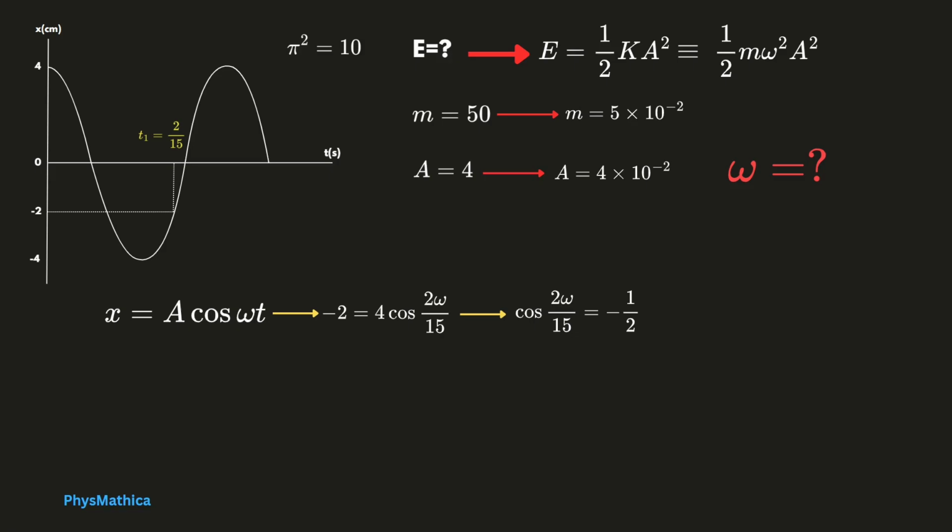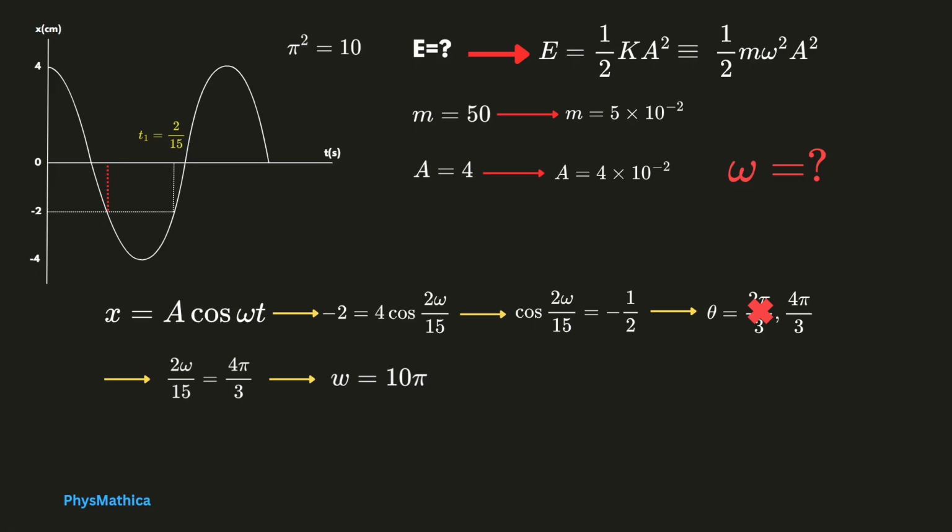What are the angles whose cosine is going to be -1 over 2? In that harmonic motion that we're in, it's going to be 2 pi over 3 and 4 pi over 3. But which one can we accept? You can just do the substitution and calculate it, but if you take a look at the graph again, you can see that 2 pi over 3 is actually a previous time, so we cannot accept that, and we can accept only 4 pi over 3. So let's just substitute. We get that 2 omega over 15 equals 4 pi over 3. We solve for omega, and our omega is 10π.